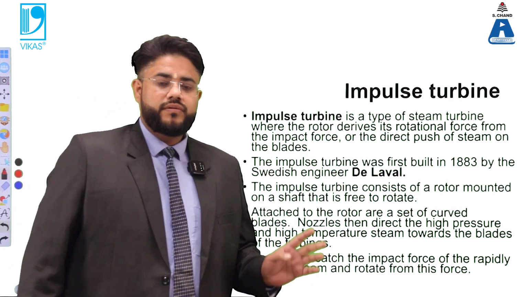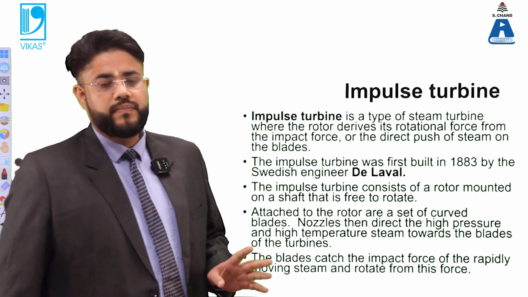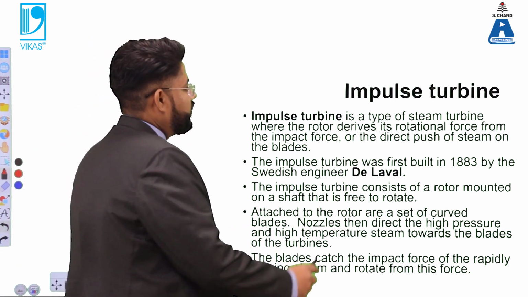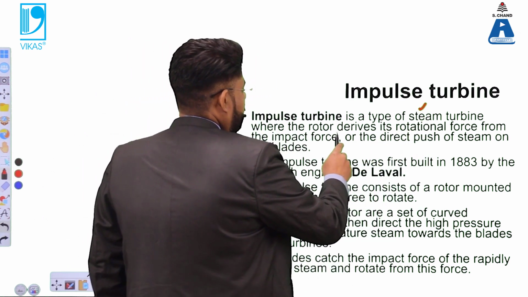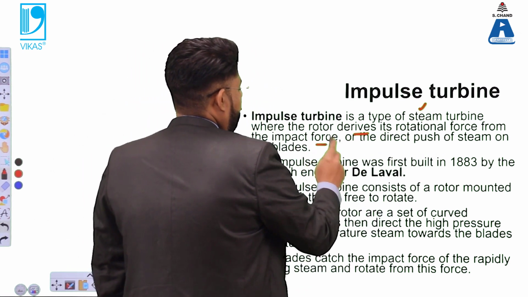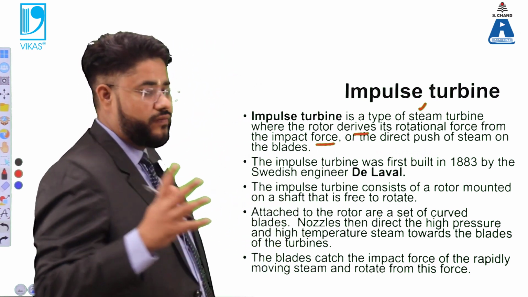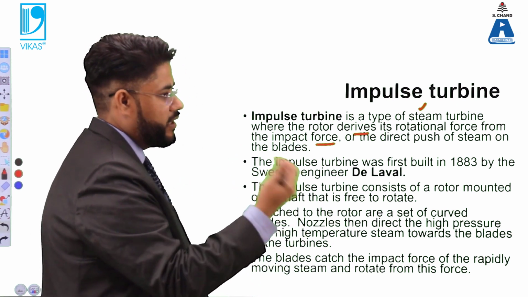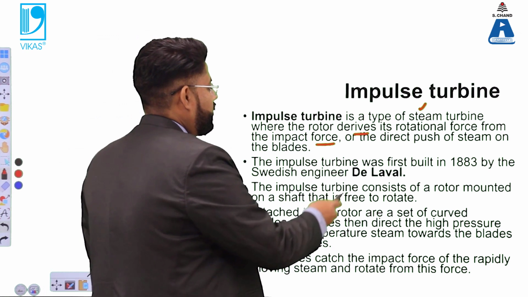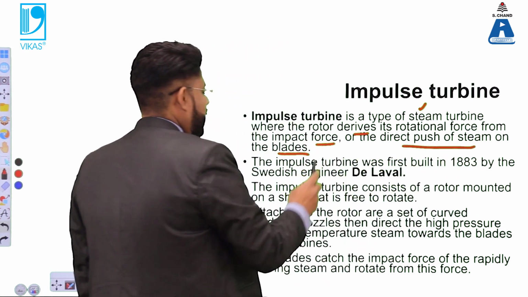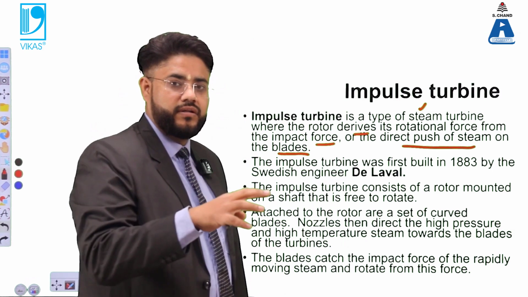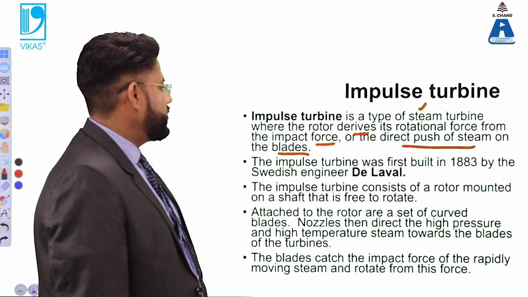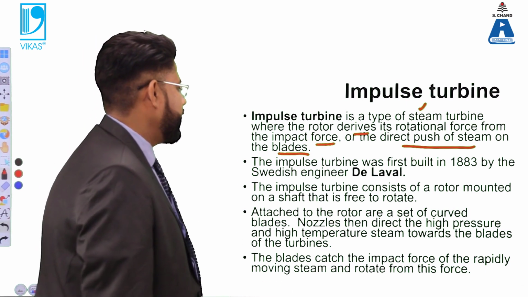So straight away I am coming to the topic, and the topic is impulse turbine. An impulse turbine is that particular type of steam turbine wherein the rotor derives the rotating force from the impact force. So basically we have to give an impact, and from that it derives the force or the direct push of the steam on the blade. When the steam is impinged on the blade, it gets that impact from the steam, and then it derives that rotational force.